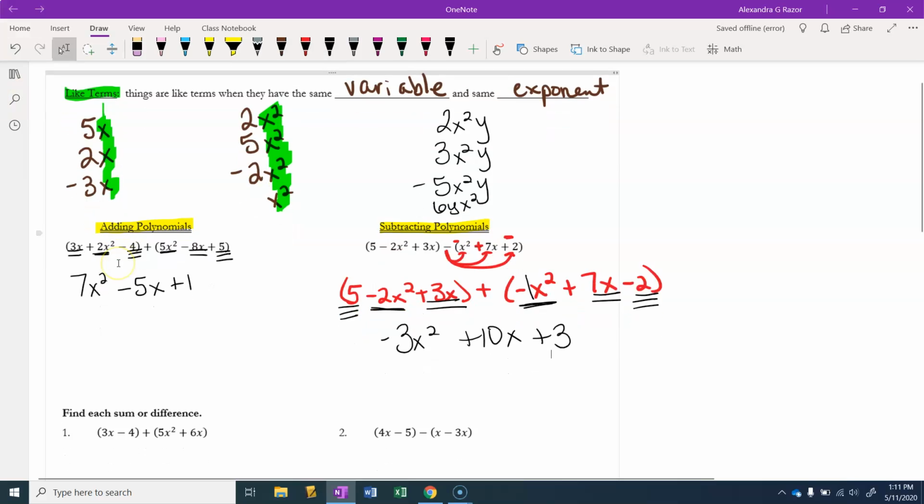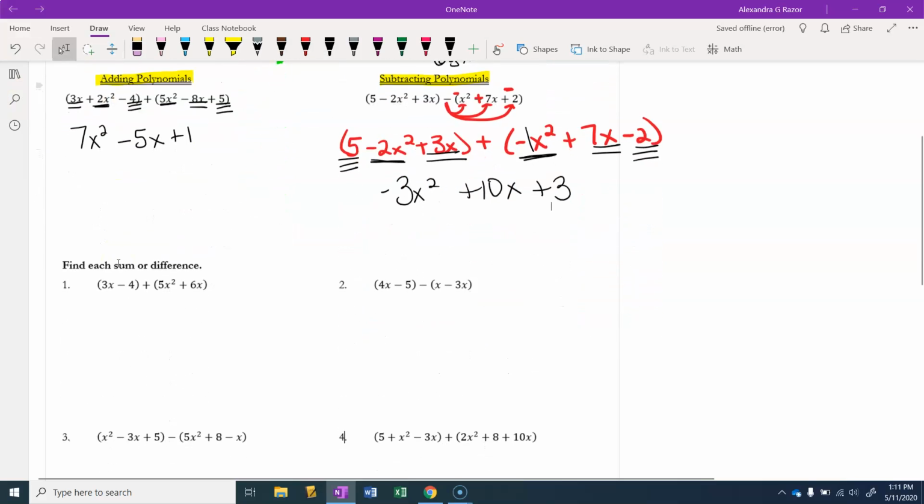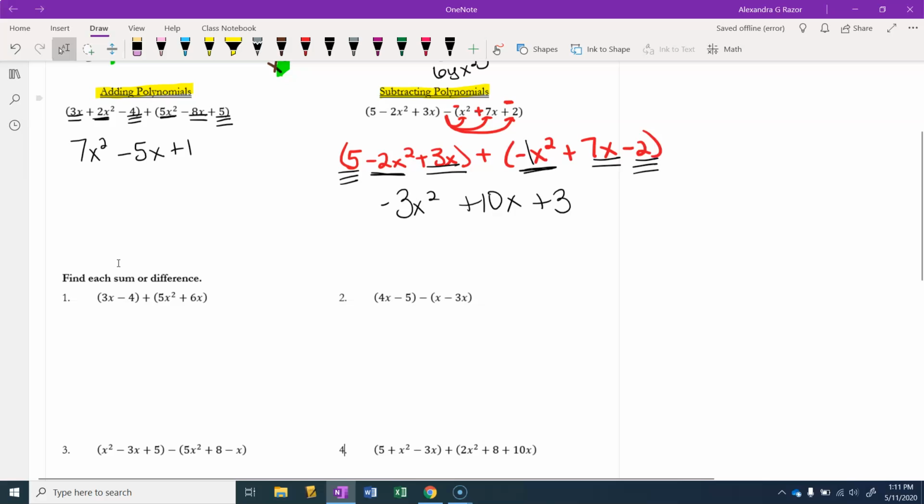Okay, so what we're going to do now is try 1 and 2. So I'd like you to try number 1, and when you think you have it, go ahead and press play. Okay, so you should have noticed I'd start with 5x squared. That's the only one there is, so I just write it. Now sometimes I'll lightly cross it off, and then I go to the next one. My next variable is a 3x and a 6x. Well, 3 plus 6 is a positive 9. And I cross those off because I'm done with them. And then I'm left with negative 4.